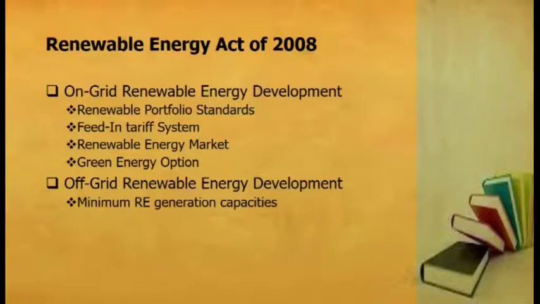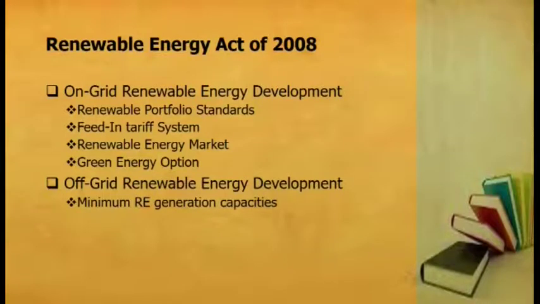The second, feed-in tariff system, are fixed electricity prices that are paid to renewable energy producers for each unit of energy produced and injected into the electricity grid. The third is the renewable energy market. It refers to the market where the renewable energy certificates equivalent to an amount of power generated from renewable energy resources are traded. And last is the green energy option.